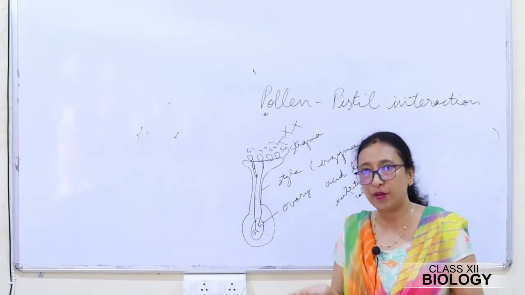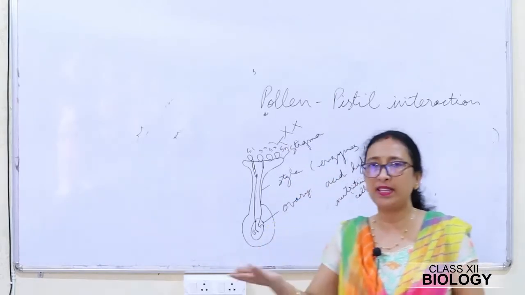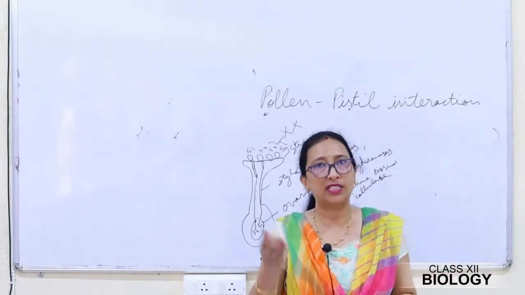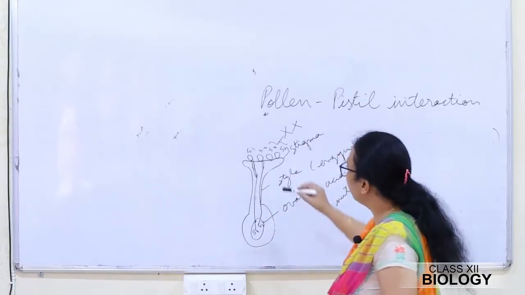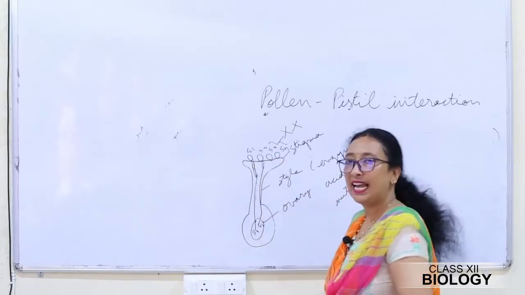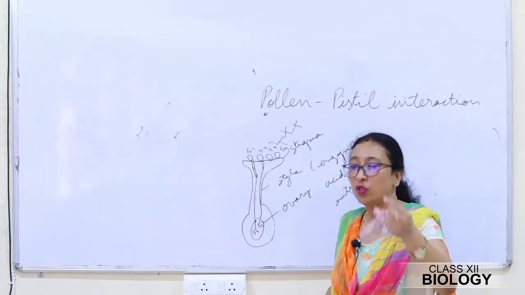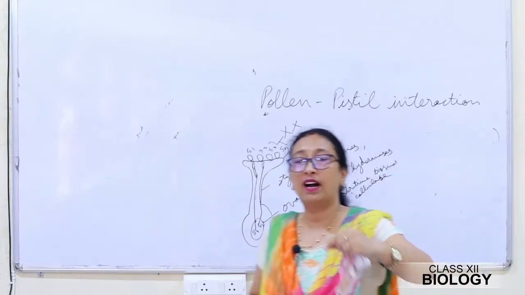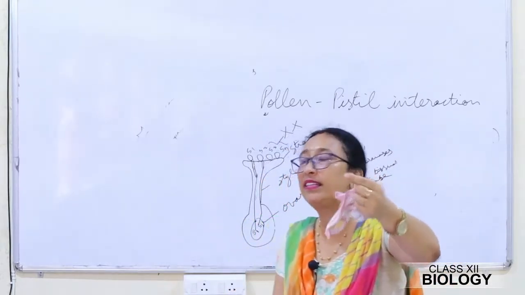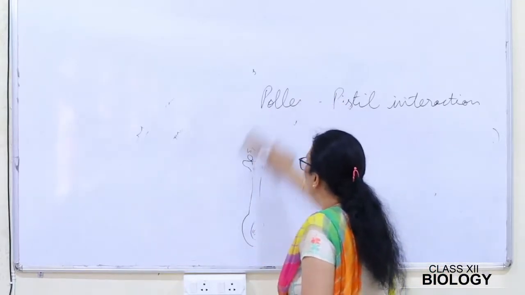Pollen is the male reproductive part of the flower, pistil is the female reproductive part of the flower. Stamen is the male reproductive part of the flower, which consists of the pollen also. So here fertilization will take place when it reaches the ovary. How does fertilization take place?